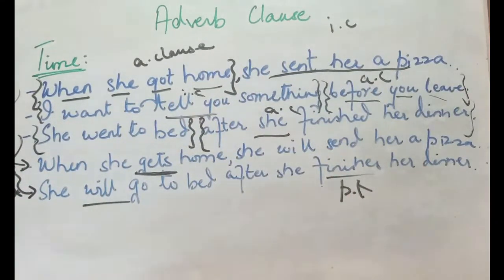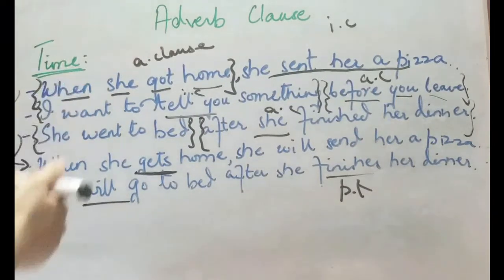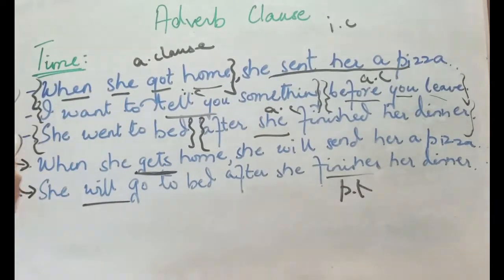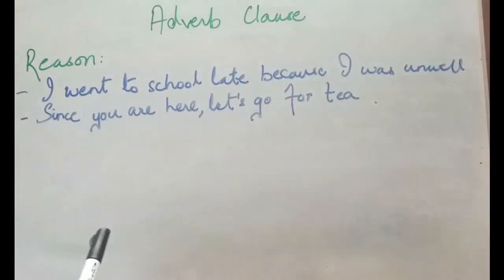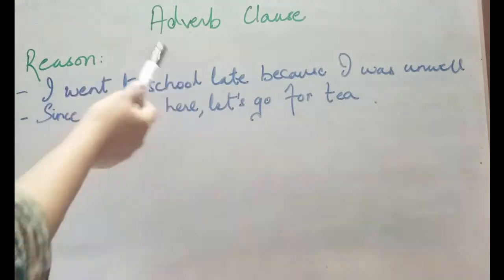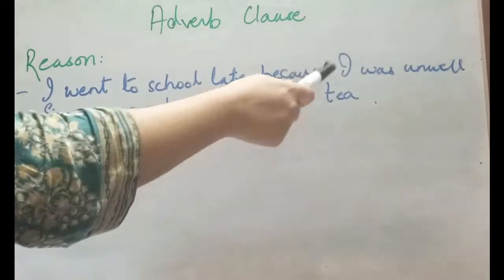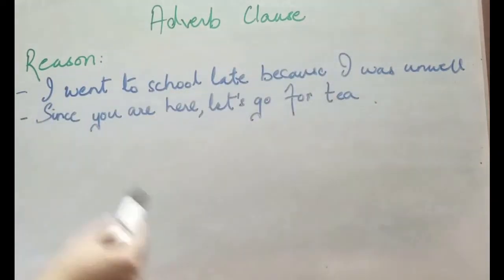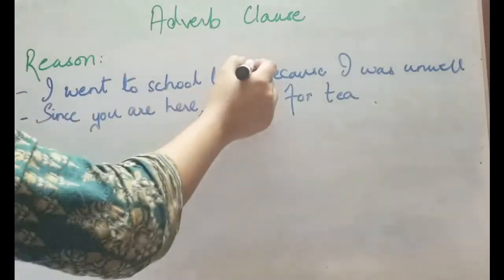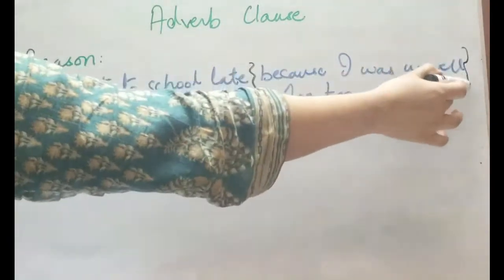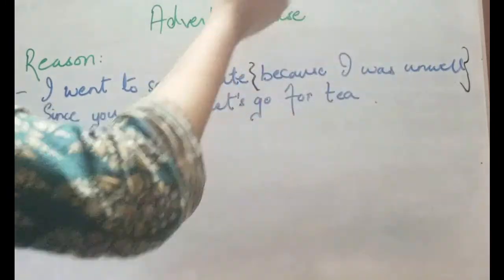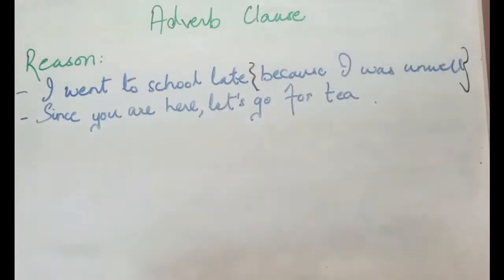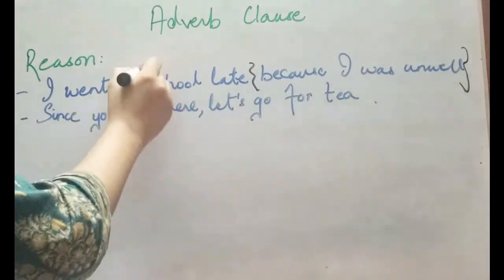Let's move on to the reason part. As I told you, adverb clauses are basically of four categories: time, reason, contrast, and condition. We have two examples over here for the reason part. Because I was unwell, I went to school late. I went to school late because I was unwell. So see, your adverb clause lies in the second part, that is, because I was unwell, right? You have the subject, you have the subordinating conjunction, you have the verb, and you have a direct object. I went to school late, and this is your independent clause.